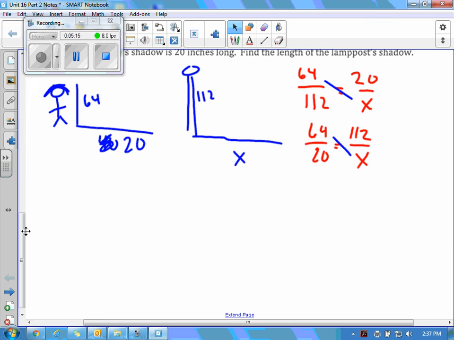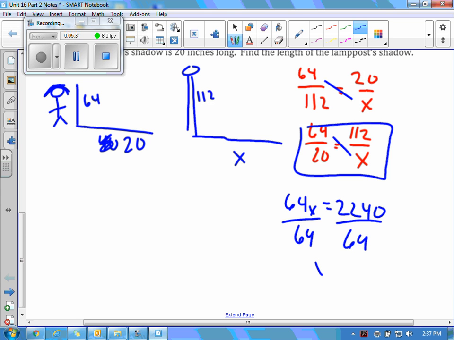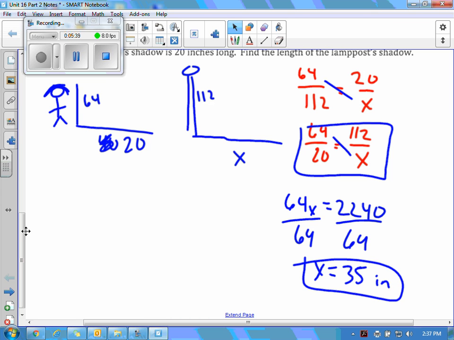So I would cross multiply and divide, so let's say I'm going to use the second one. I would get 64x equals 2,240, sorry, I had to look at my paper. Then I'm going to divide by 64, and I'll get x equals 35. And we're working in inches, so I need to make sure I put that in inches. So, indirect measurement problems are something you're going to see quite a bit.